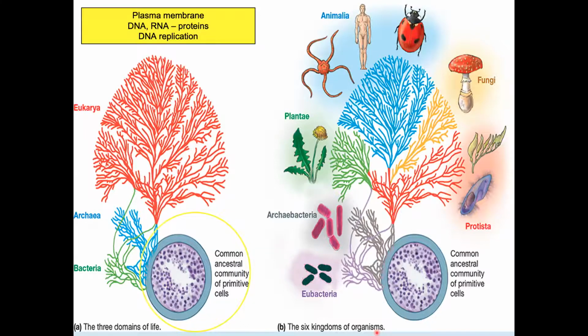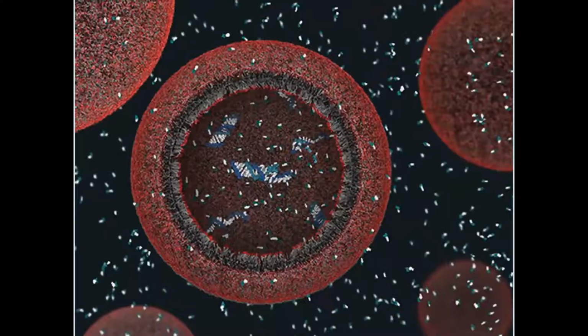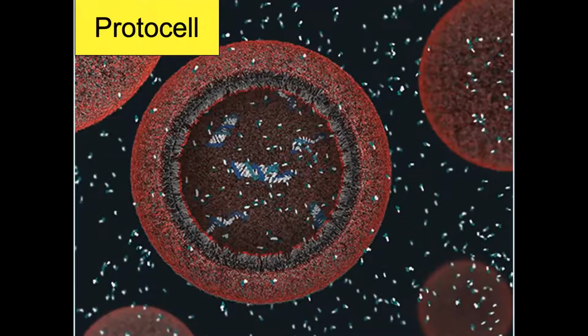That cellular ancestor is called the last universal common ancestor, or LUCA, and it's illustrated here on the bottom of these two diagrams. LUCA can be referred to as a primitive cell or a protocell, which consists of a membrane-enclosed collection of molecules that takes up material and replicates itself.